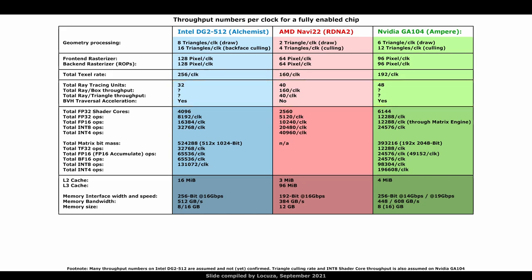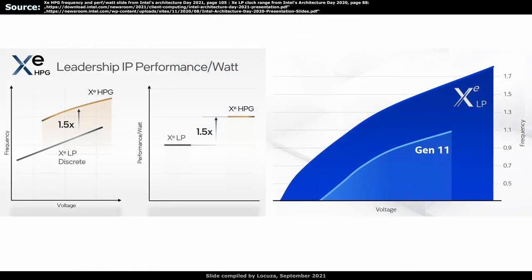Now, I'm obviously comparing the throughput numbers per clock, but the three chips are not running at the same clock speed, which is another major part of the chip design. There can be some large differences, which change the relative throughput numbers substantially. So I'm going to peel the next layer of the onion, and we will arrive at the final throughput numbers for the end products. On the architecture day, Intel claimed that Xe HPG can achieve over 50% higher frequency and performance per watt in comparison to Xe LP.